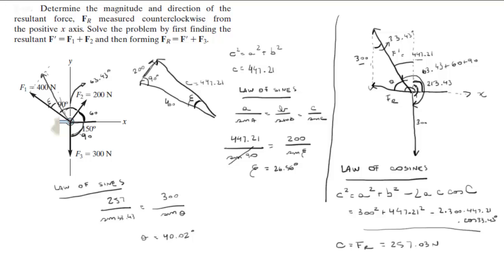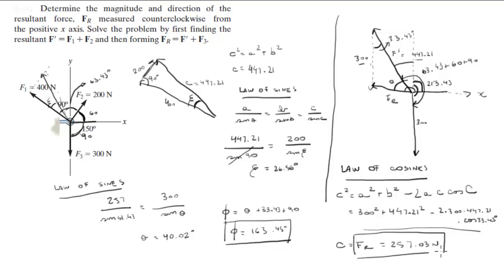So to find the angle between the x-axis and the resultant force, let's call that angle phi, we're going to add theta plus 33.43 plus 90 degrees that the y-axis forms with the x-axis. We're going to get that phi is equal to 163.45 degrees. That's 90 plus 33, that's roughly 123.43 plus 40, 163.45 degrees because it's 0.02. Okay, perfect. And this is the magnitude. And this is the final answer.